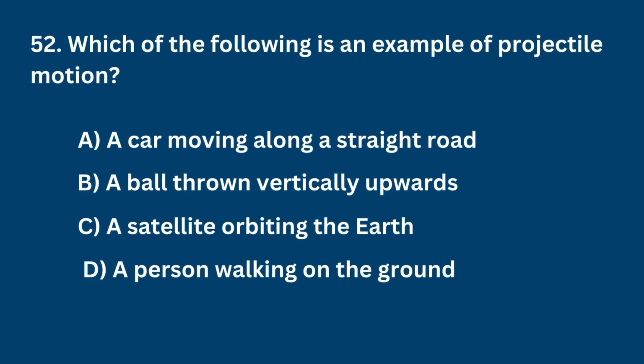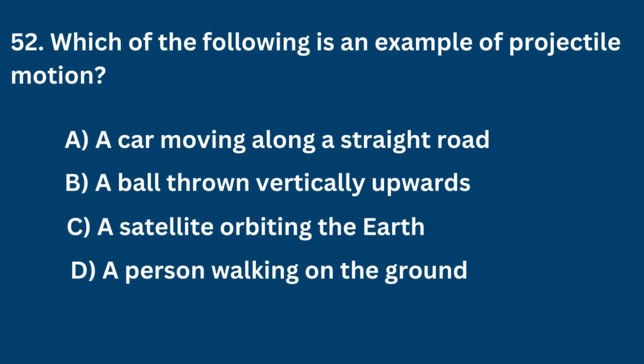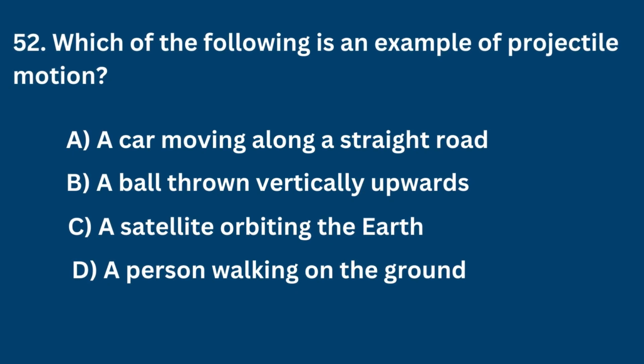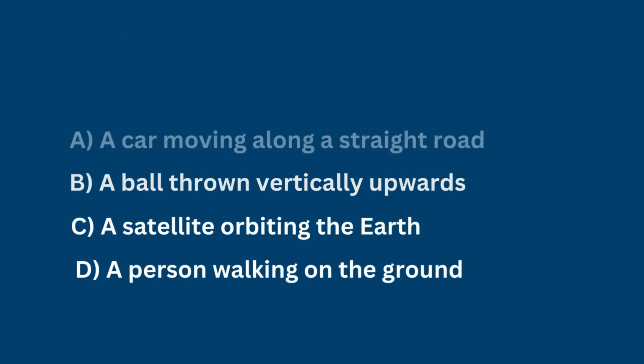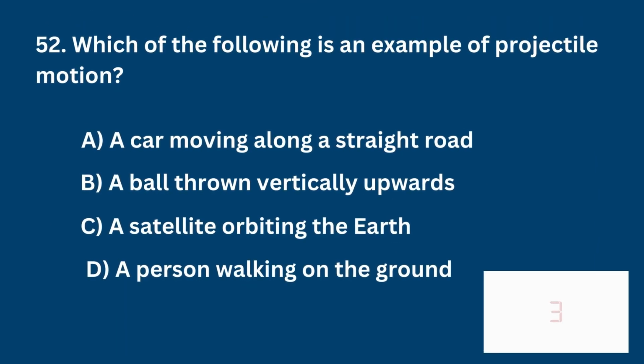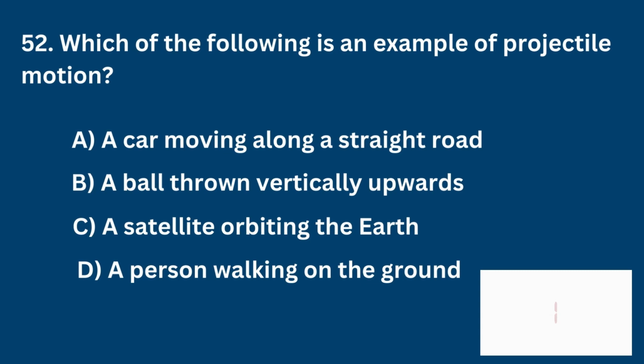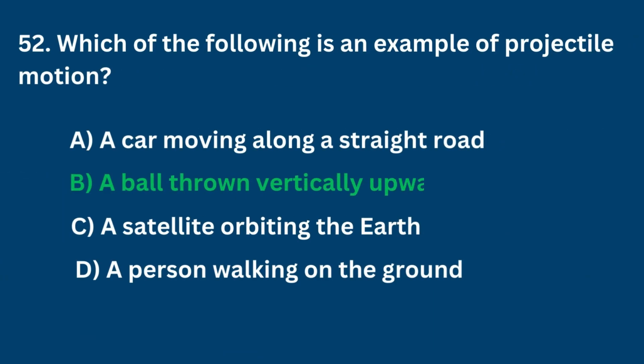Which of the following is an example of projectile motion? The options are A. A car moving along a straight road, B. A ball thrown vertically upwards, C. A satellite orbiting the Earth, D. A person walking on the ground. Correct answer is B. A ball thrown vertically upwards.